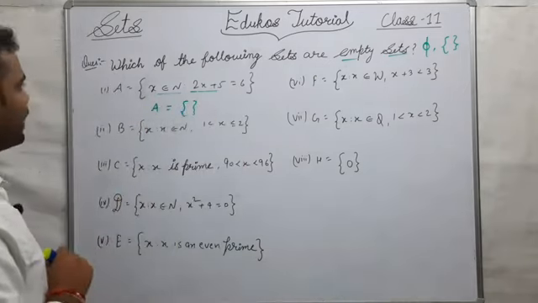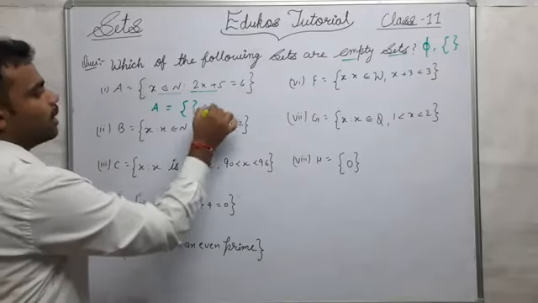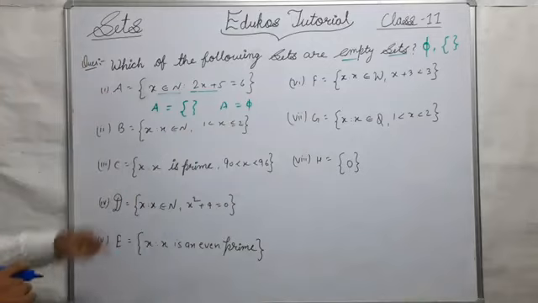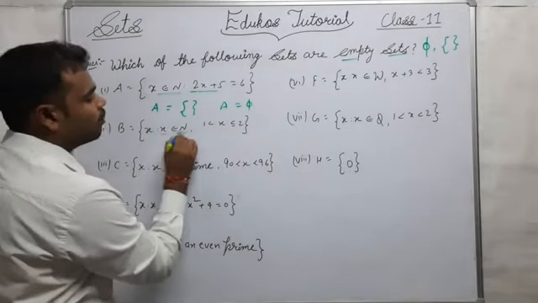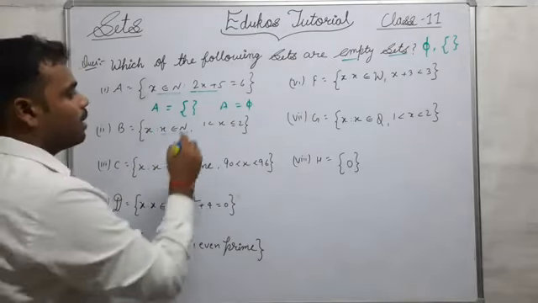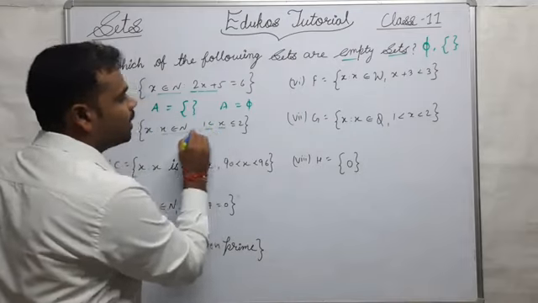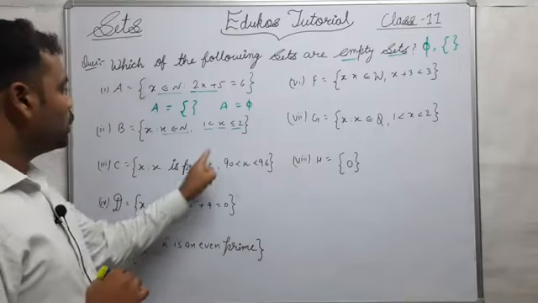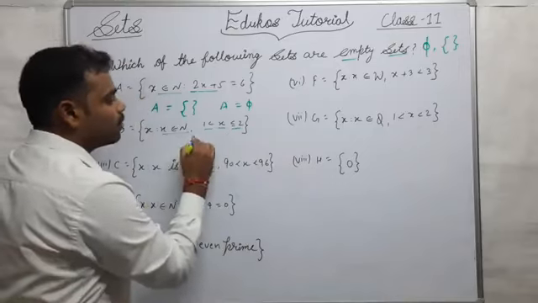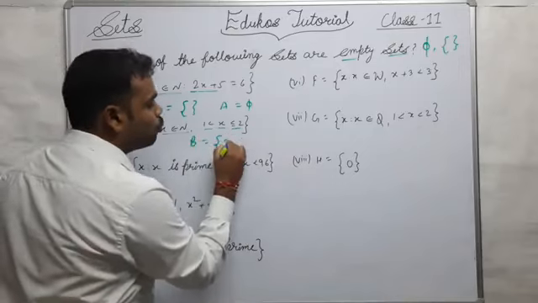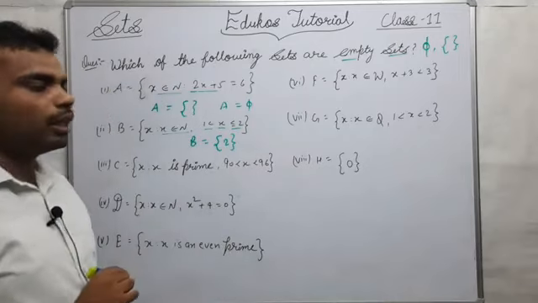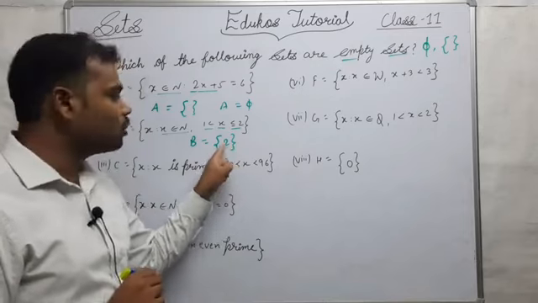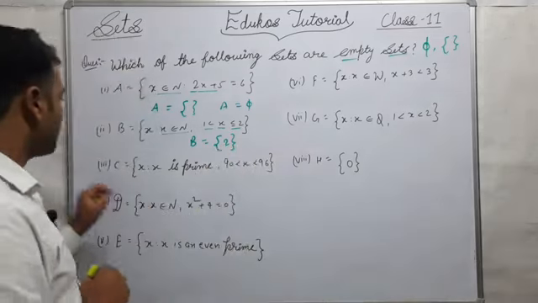Now in the second case, B is the set of x such that x belongs to N and x is greater than 1 and less than or equal to 2. In this set the element 2 exists. There is one element in the set, which is 2, so this is not an empty set.